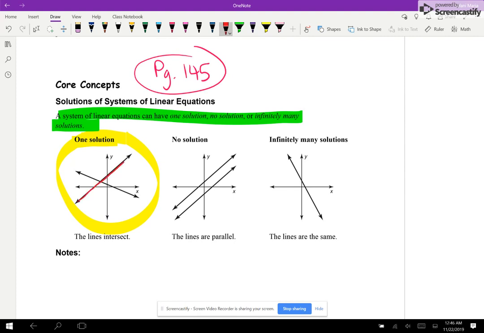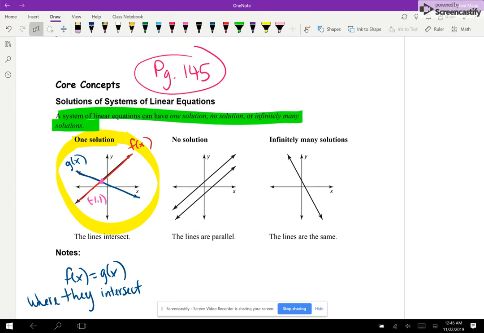You have one line, I could call it f of x, and then you have another line, g of x, and we're trying to find where f of x is equal to g of x. So this is where they intersect. That point would be this point here, and if I had to estimate it, maybe negative 1, 1, something like that.